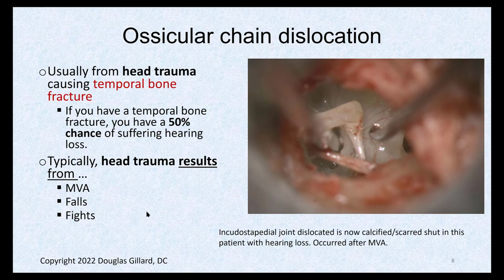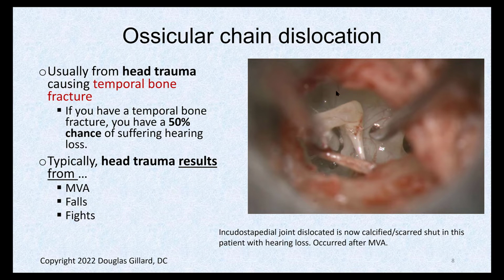So this is a very cool picture right here. As I said before, the number one cause of these ossicular chain dislocations is head trauma. More specifically, usually motor vehicle accidents, especially broadside type accidents, falls, slip and falls where you don't have time to catch yourself, and fights, getting hit in the side of the head. And here is the incudostapedial joint viewed right here in this patient with significant hearing loss. They had a motor vehicle accident. About a year later, they still can't hear.